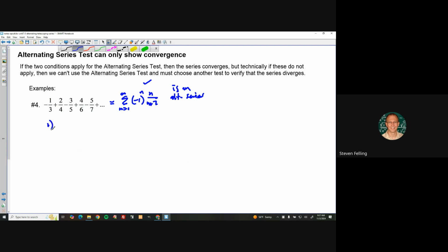First one is we want to take the limit as n approaches infinity of the generating rule, ignoring the sign, but that is 1, which is not 0. So we can't use it. The alternating series test does not apply.